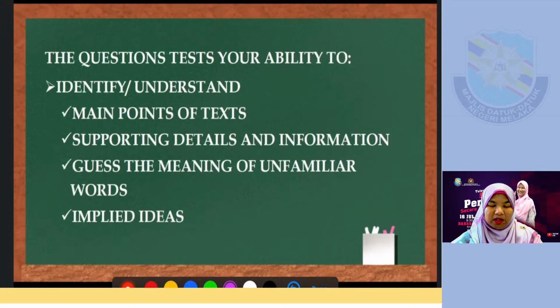Part 1, graphic text or short text stimuli. In this part, the question will test your ability to identify and understand the main point of the text. You also need to find or locate supporting detail and information based on the stimuli given to you.